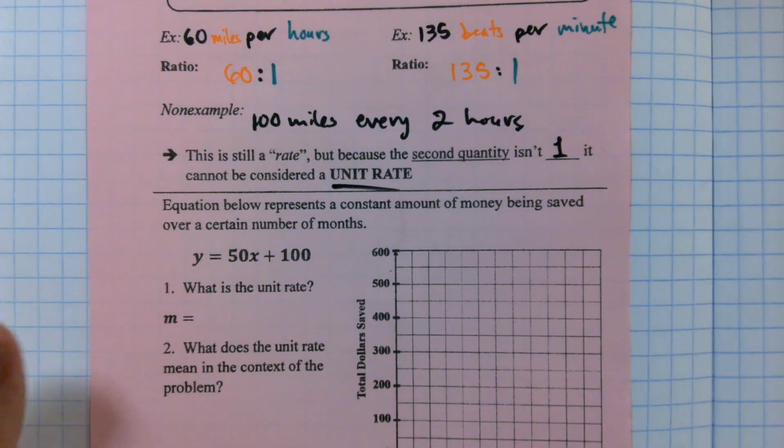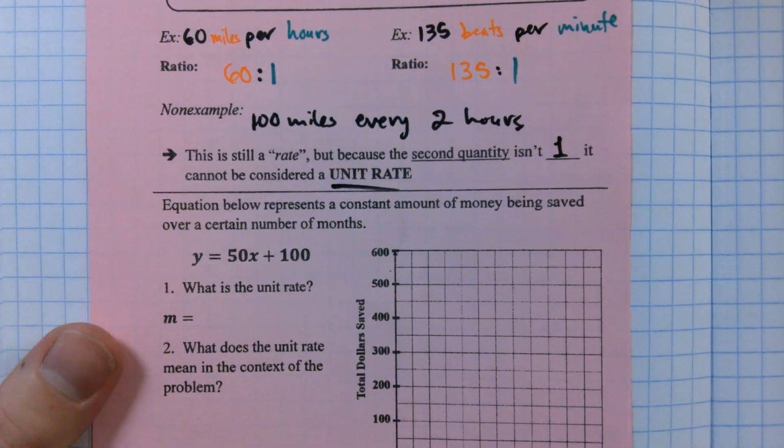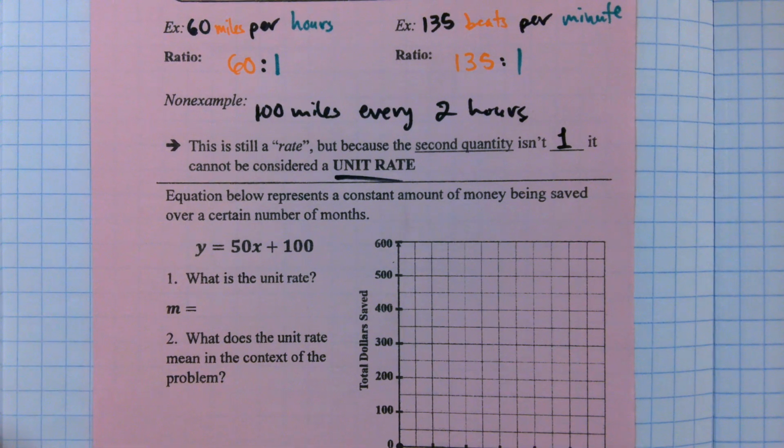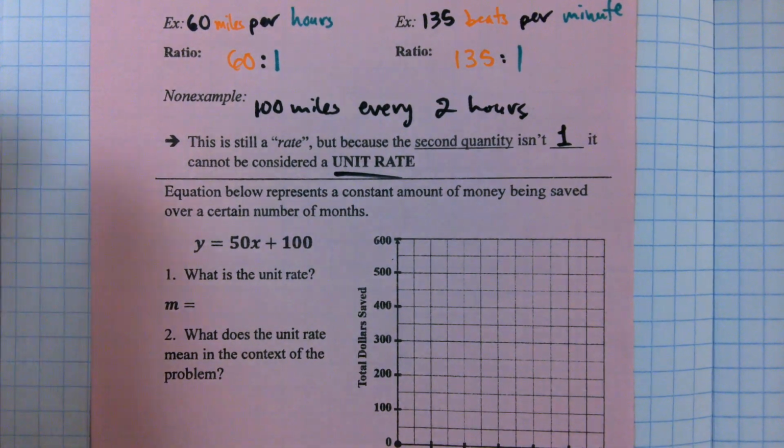All right, it's just a little review of what we mean when we're talking about the rate of change or the unit rate. But in reality, it's just the slope. So we're going to find it the same way that we would find slope.